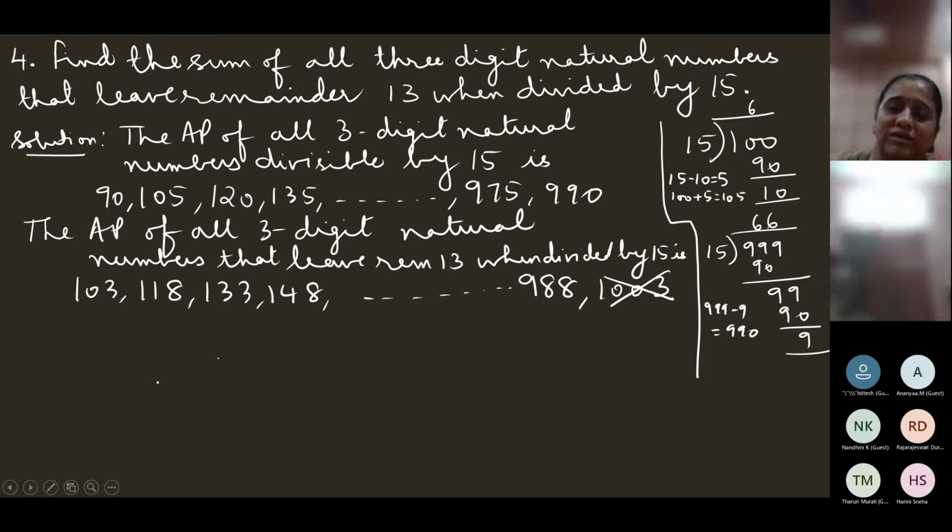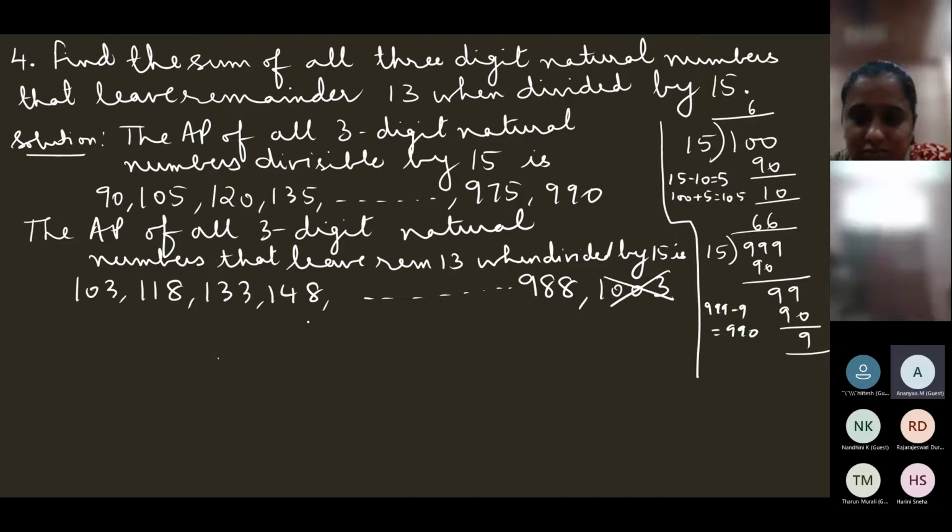Now see, finding the answer subsequently, all of you are experts in that. Tell me if you understood generating the AP. Whenever the question is like this, with a remainder, first you generate the AP of all the 3-digit numbers that are exactly divisible by 15. Then you add the remainder 13 to each of the terms, and that will be the AP of all 3-digit numbers which leave remainder 13 when divided by 15.